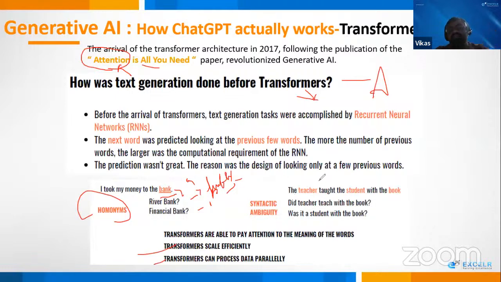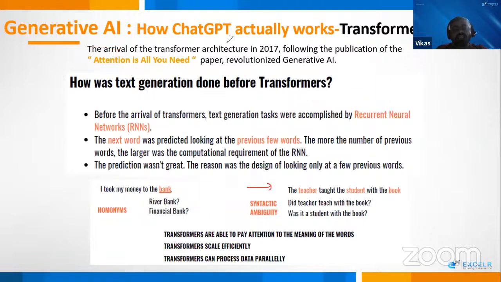And second, I already told you about syntactic ambiguity. Let's take this example. This is really a beautiful example, guys, and you can really relate to this one. The sentence says, "The teacher taught the student with the book." Now the question is, did the teacher teach with the book, or was the student with the book? Is this book associated with the teacher, or with the student? That is the main question, right?